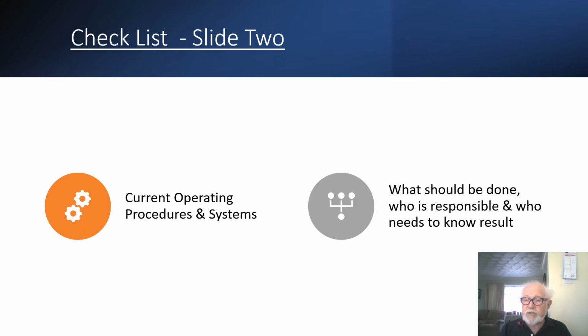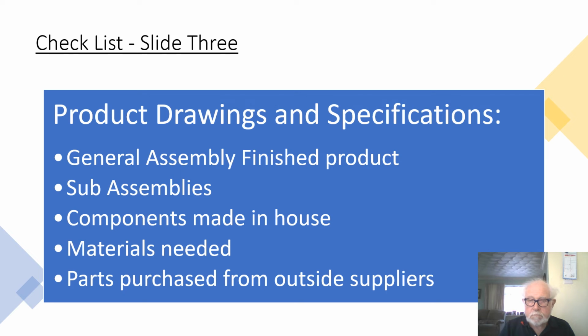You need to assess current operating procedures and systems and communications methods to confirm they clearly follow the paths necessary to ensure that all necessary information is passed to everyone who needs it. You need to check that all the information on this slide is available and the details are correct.